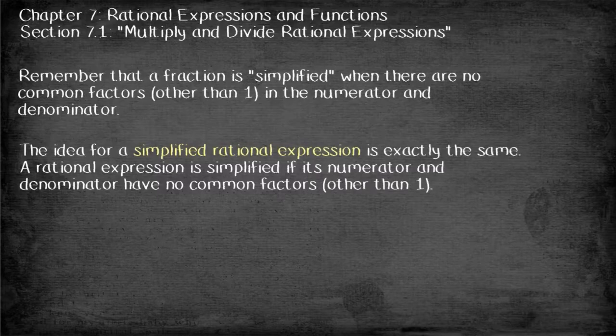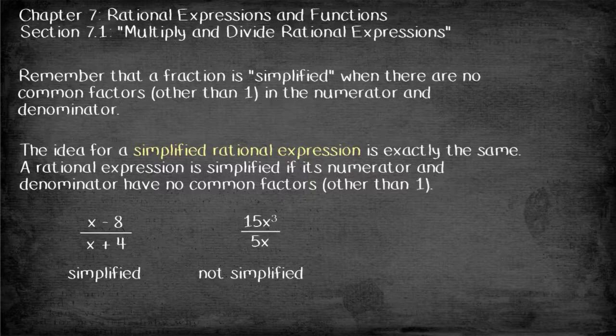You have the same kind of idea for rational expressions. That is, a rational expression is simplified if its numerator and its denominator do not have any common factors, other than 1, of course. So this guy, x minus 8 over x plus 4, does not have any common factors, which would mean that this fraction is simplified. On the other hand, if I have something like 15x cubed over 5x, this is not a simplified rational expression, because I know that I have common factors of 5 and x. So this can be further simplified.